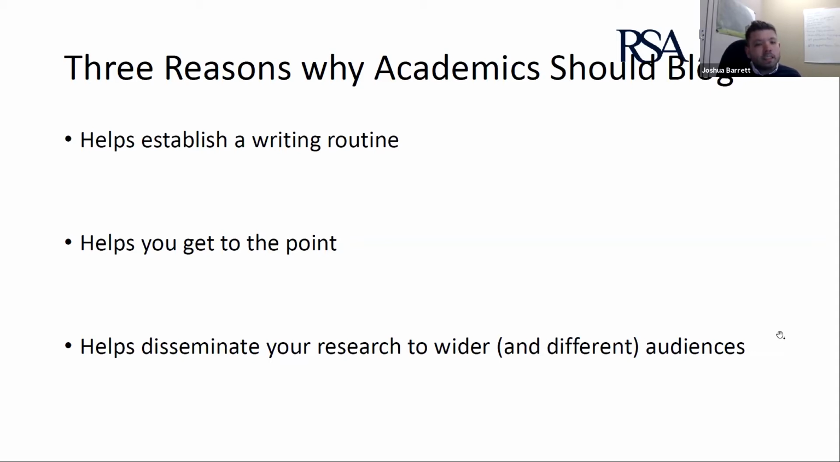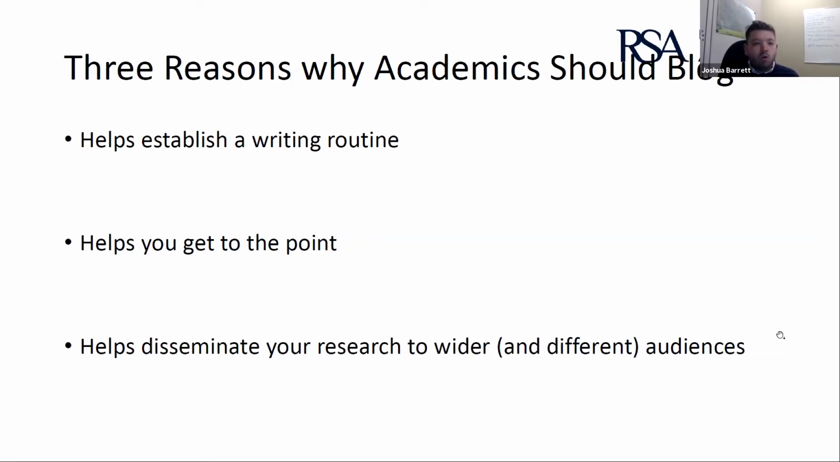One of the great things about writing blog pieces is that it can help establish a writing routine. If you're writing an academic blog or a blog of anything, typically you're looking at a word count of less than 1,000 words. And in many cases, you can write this in one setting, and you can establish a distinct time of day to really direct towards this writing exercise.